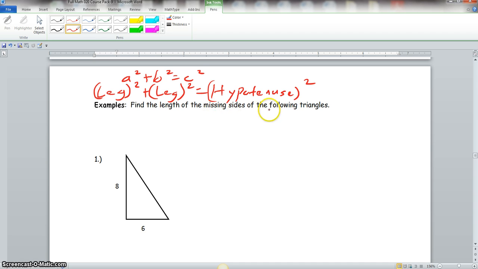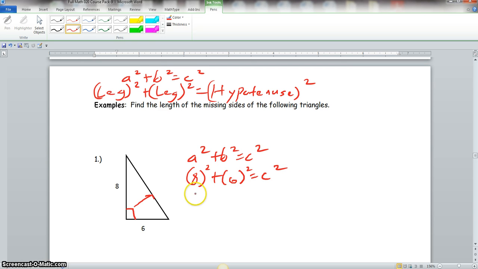Now it says find the length of the missing sides of the following triangle. Now if we look at this triangle, it's assumed here that this is a 90-degree angle. So directly across here is our hypotenuse, which is what we're trying to find. So we will go a squared plus b squared is equal to c squared. Now we have our a and b, but right now it doesn't matter what is a and what is b. The difference is the c. So we'll make a 8, we'll make b 6, and we don't know what c is. 8 squared is 64. 6 squared is 36, and that equals c squared.